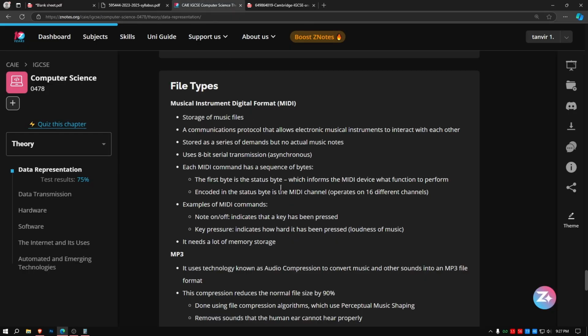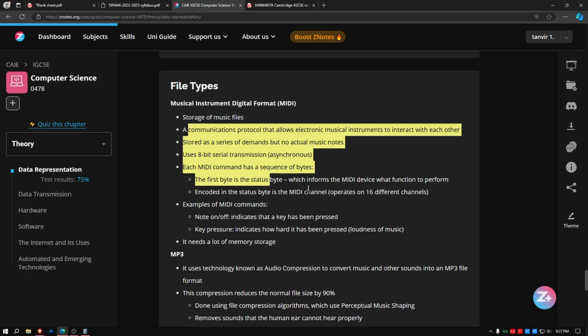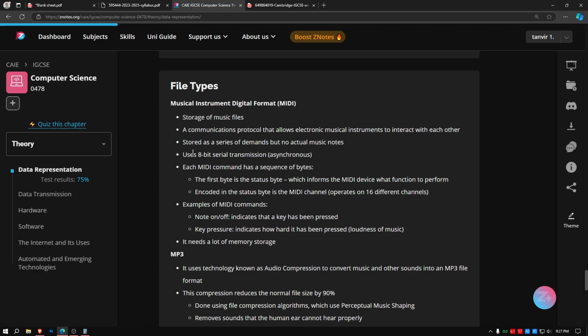Okay, file types. So, Musical Instrument Digital Interface, or MIDI. A MIDI file stores music. It is a communications protocol that allows electronic musical instruments to interact with each other. Stored as a series of commands but no actual notes. Uses 8-bit serial transmission, asynchronous. Each MIDI command has a sequence of bytes. So, way too much information. This much is not needed.